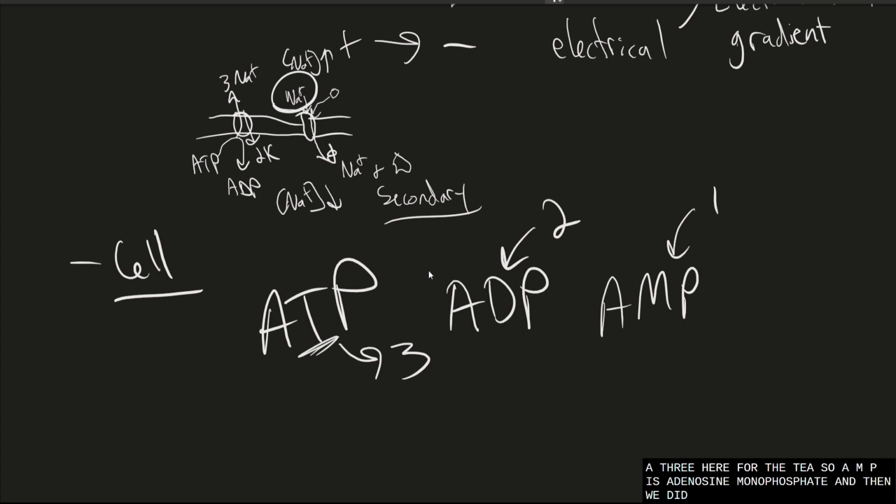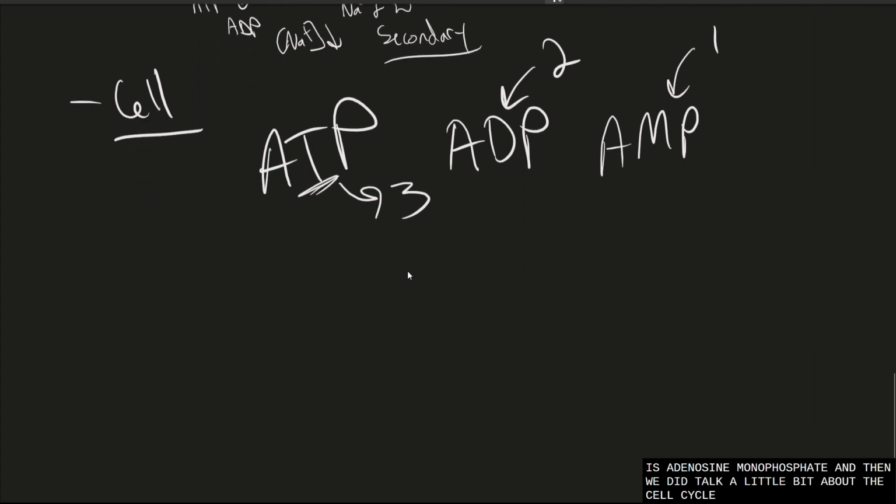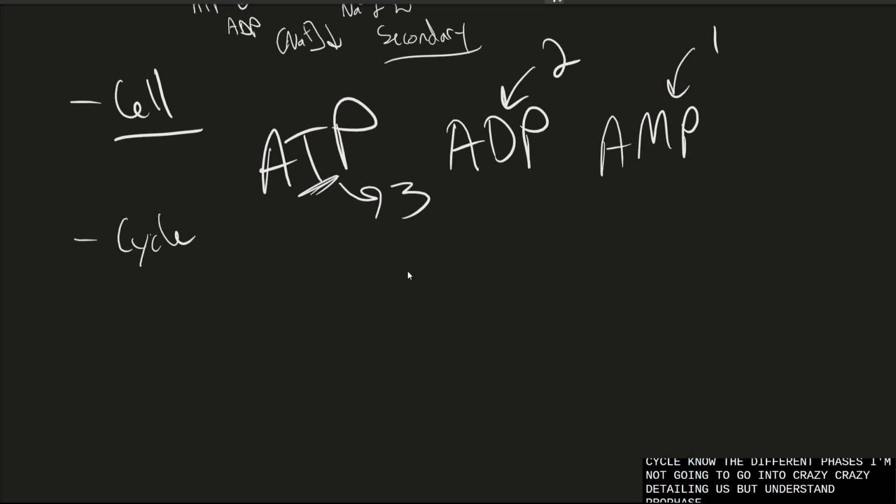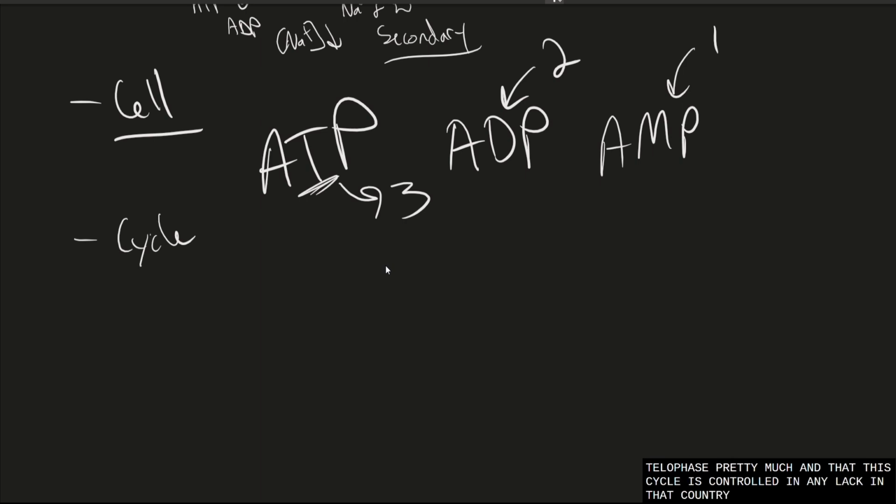And then we did talk a little bit about the cell cycle. So here's cycle. So cell cycle, know the different phases. I'm not going to go into crazy detail in this, but understand prophase, metaphase, anaphase, and telophase, pretty much. And that this cycle is controlled, and any lack in that control could lead to tumor growth in something that's cancerous.